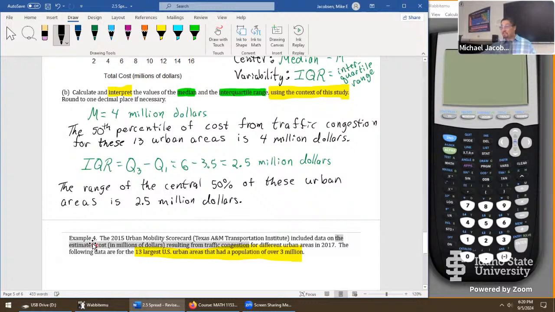And notice I did, in fact, leave something off on the context for this one. I didn't say anywhere right here, the range of the central 50% of these urban areas is $2.5 million for the estimated cost due to traffic congestion. If you left it off here, but you said it somewhere else, I'd say that's just fine as well. These statistics are paired together. You mentioned the context once already here. If you left off all the context and just said the range of the central 50% of these data is 2.5 million, I'd say you still have a great response.